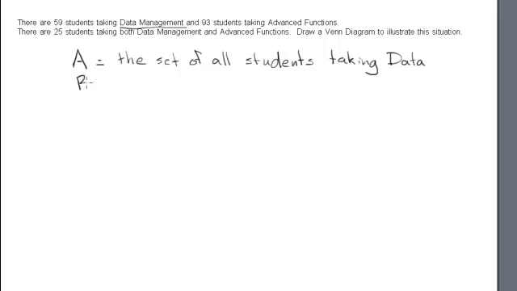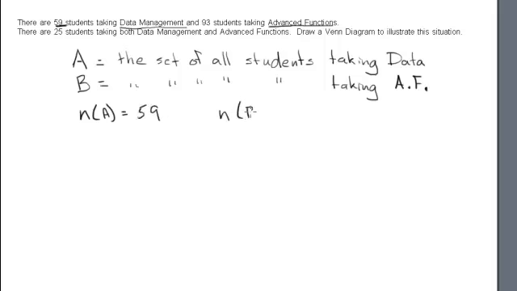and B, so the rest of the question says there are 93 students taking advanced functions, so B will be the set of all students taking just advanced functions. So we know that the number of students in A is equal to 59, and the number of students in B is equal to 93.